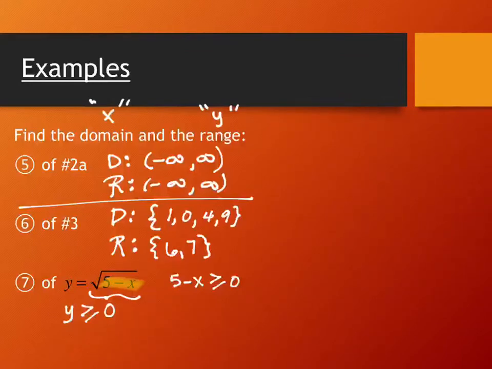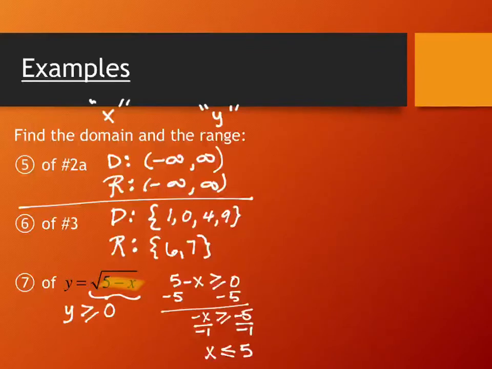So we're going to solve this inequality. We did this back in 1.7. So we subtract our 5 from both sides. So negative x is greater than or equal to negative 5. And as we divide by negative 1, what do we need to remember? Flip the sign. Yep, flip the sign to be less than or equal to. And negative 5 divided by negative 1 would be 5.